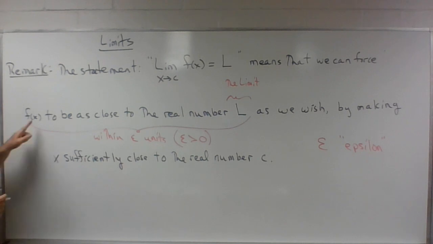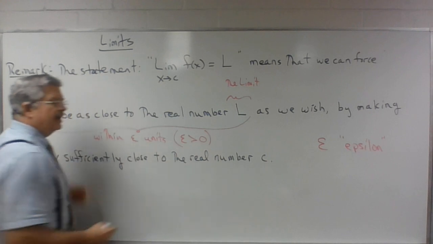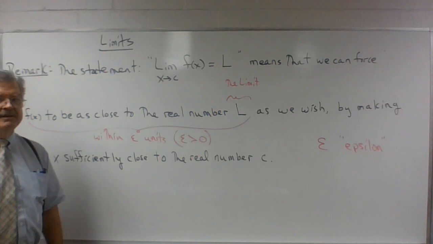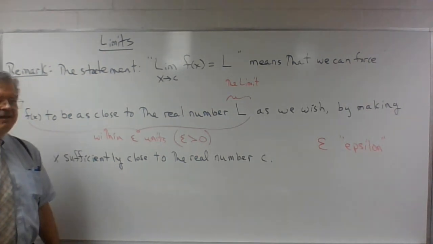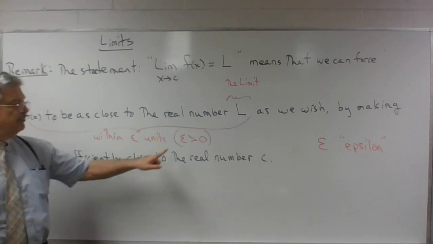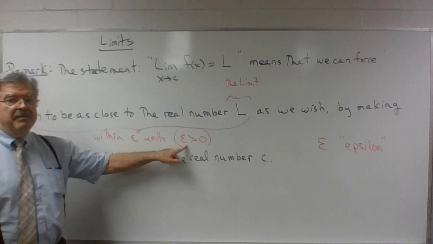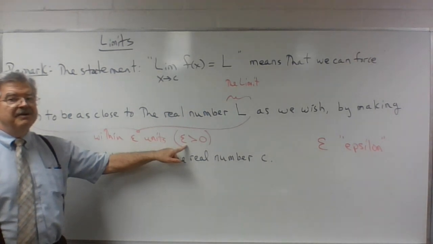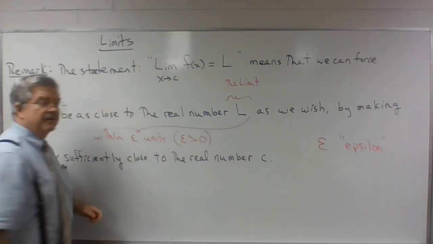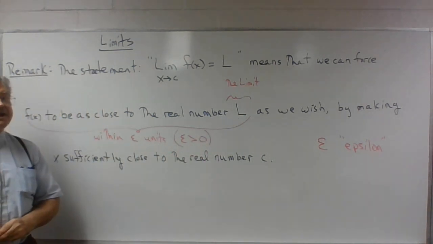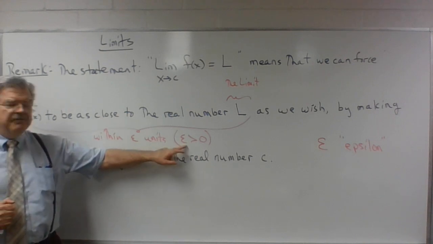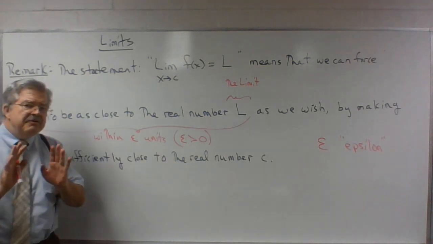Say epsilon is 1,000,000. F of x and L are within epsilon units of one another. That is, they're within 1,000,000 units of one another. Well, so what? That doesn't mean they're close. If epsilon is small, maybe 0.000001, and f of x and L are within epsilon units of one another, then they are very close. So it's understood that epsilon is a positive real number and very small, arbitrarily small.